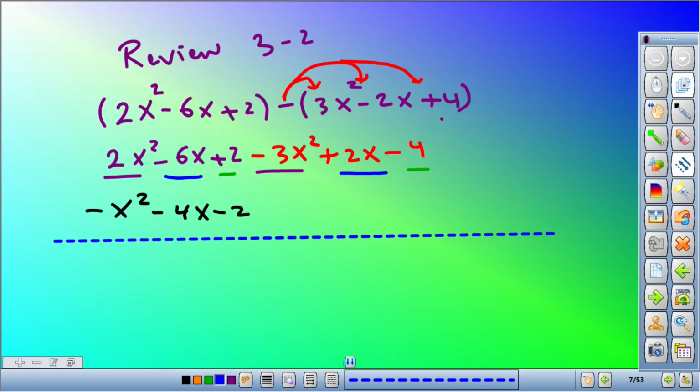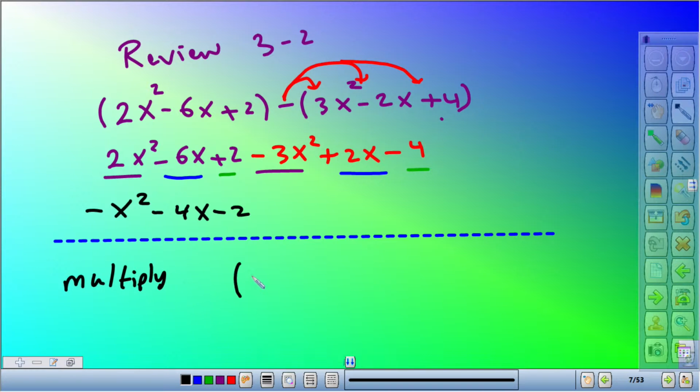So we did talk about subtraction, and then we're going to talk about multiplying. Okay, so let's multiply, and in this case, I have a binomial, which means 2 items, times a trinomial, which is 3 items. Bi times trinomial. Let's take an example here. Let's say I wanted to multiply x plus 2 times 3x squared minus 5x plus 4.